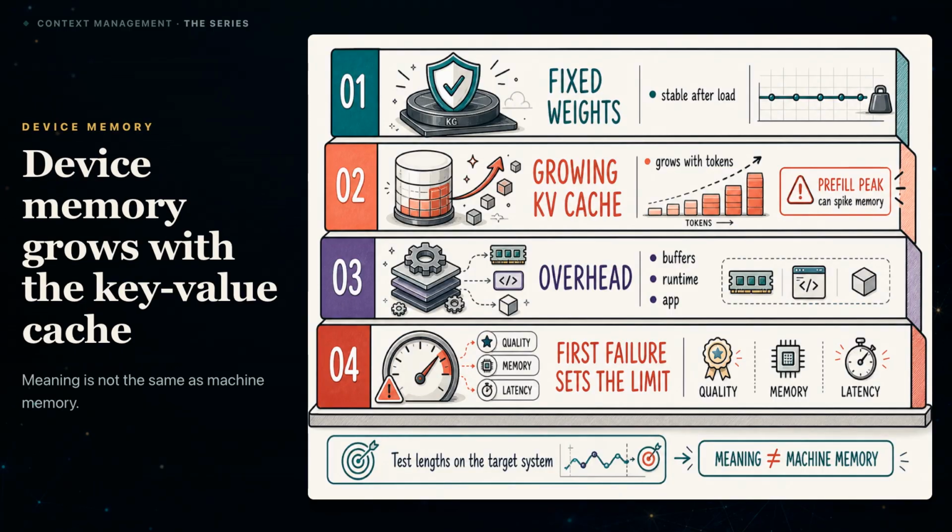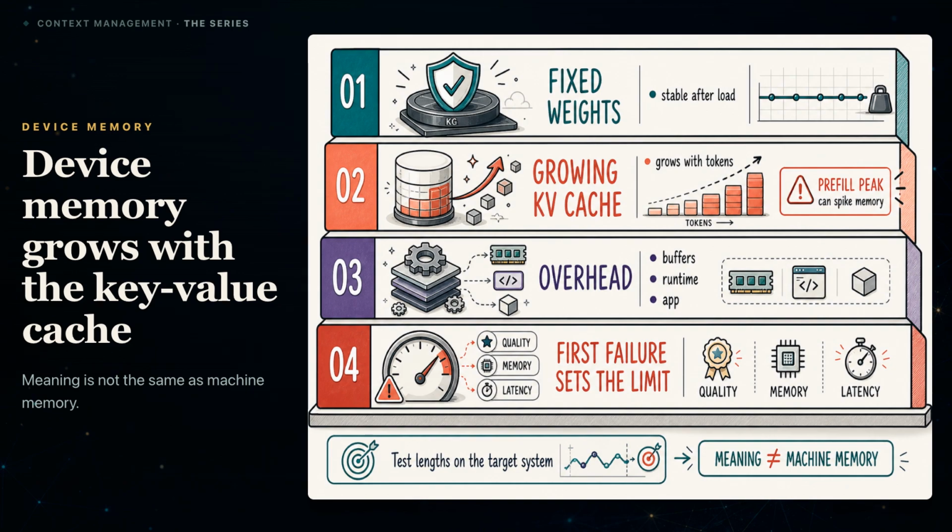Why does device memory often become the first hard ceiling? Runtime memory includes more than the model weights. It also includes working buffers, serving software, application overhead, and the key value cache, or KV cache. That cache holds temporary attention information for tokens the model has already processed.